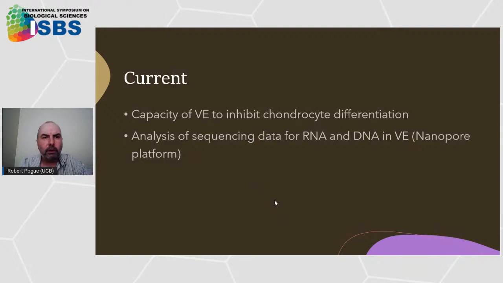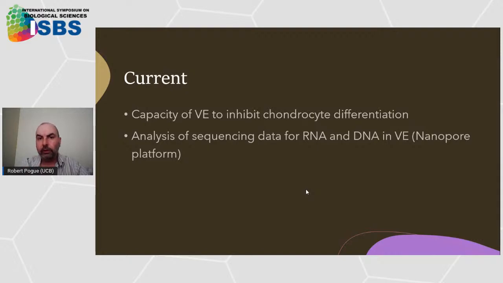So currently we are investigating the capacity of the extracellular vesicles to inhibit chondrocyte dedifferentiation. Sorry, this should say dedifferentiation here, because dedifferentiation is a problem when you culture chondrocytes in vitro. After some time, they tend to lose their chondrocytic phenotype, and we do already have some preliminary data suggesting that our vesicles can inhibit the dedifferentiation of these chondrocytes.